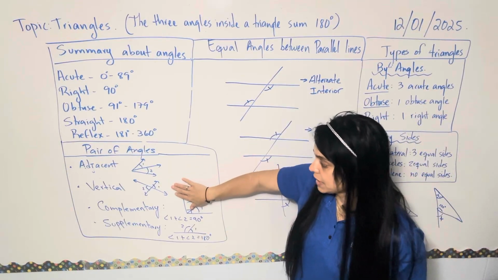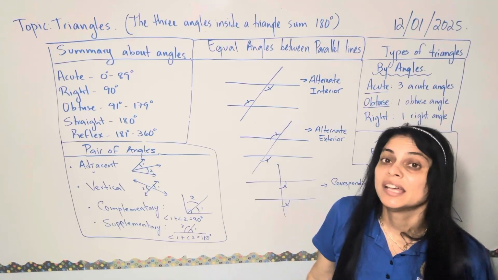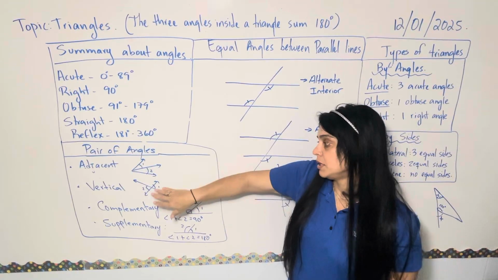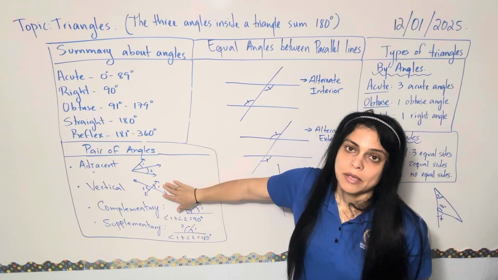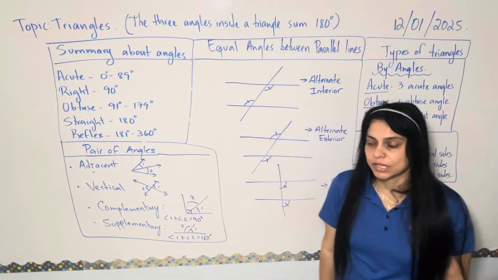Then we have the vertical angles. That means they are opposite, one in front of the other. They are totally the same, so if angle 1, for example, measures 30 degrees, then angle 2 is going to measure exactly 30 degrees.